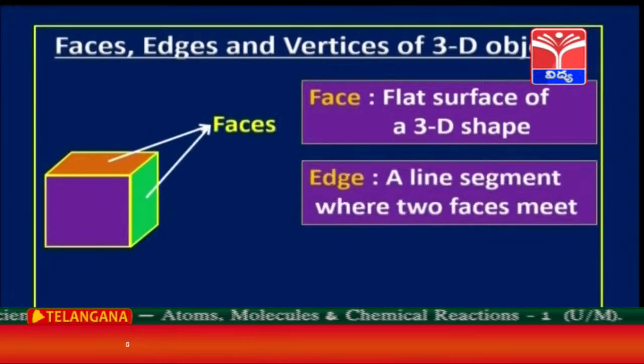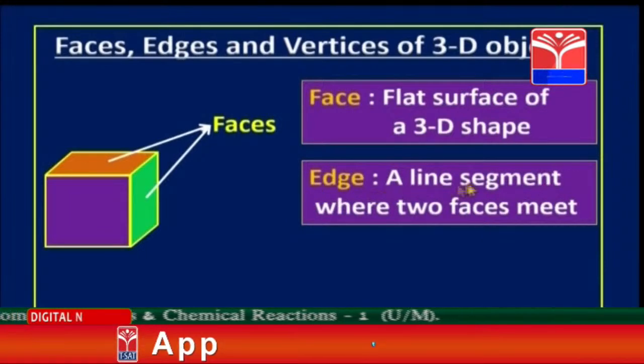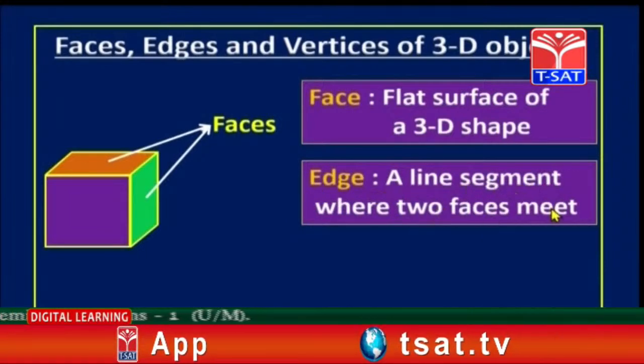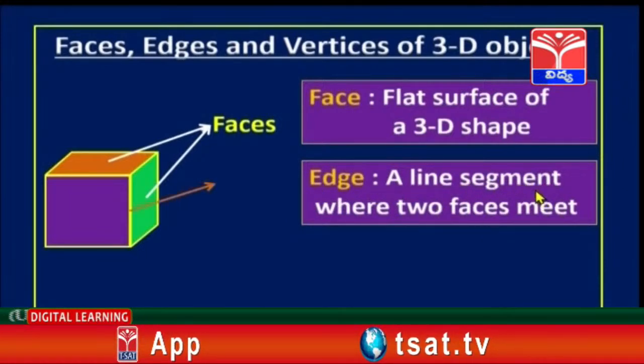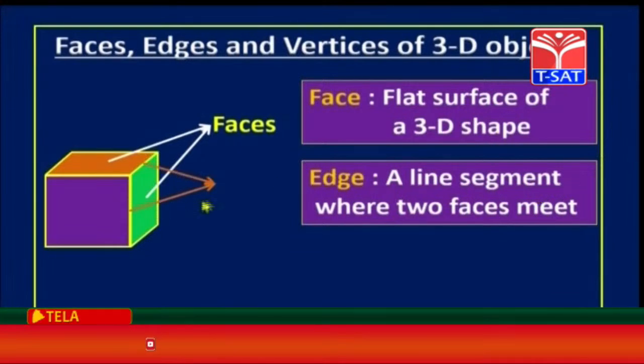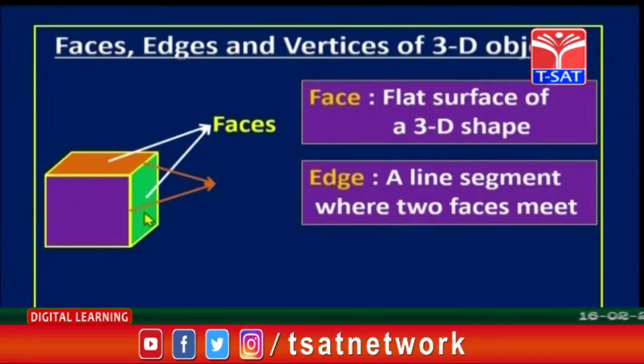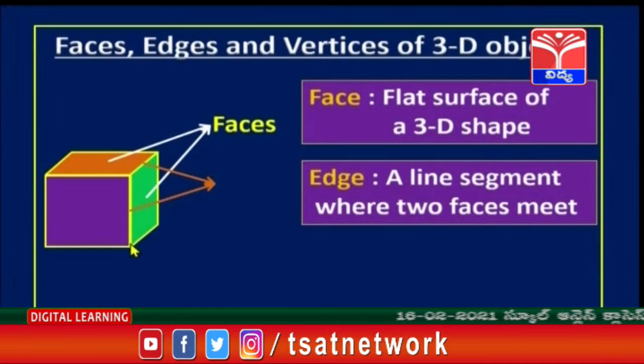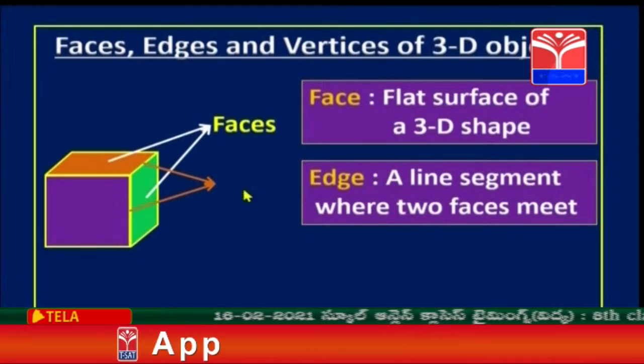Now, what is an edge, children? Yes, a line segment where 2 faces meet is called an edge. See children, here I am taking 2 edges. The orange color face and green color face are meeting at this edge. The violet color face and green color face are meeting at this edge. So these are called edges, children.